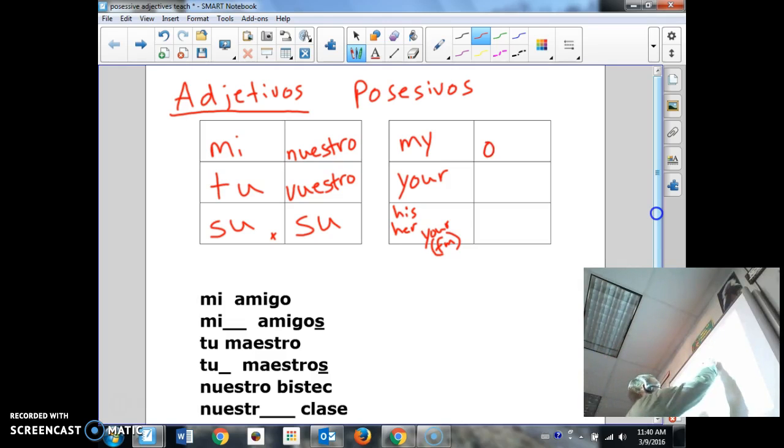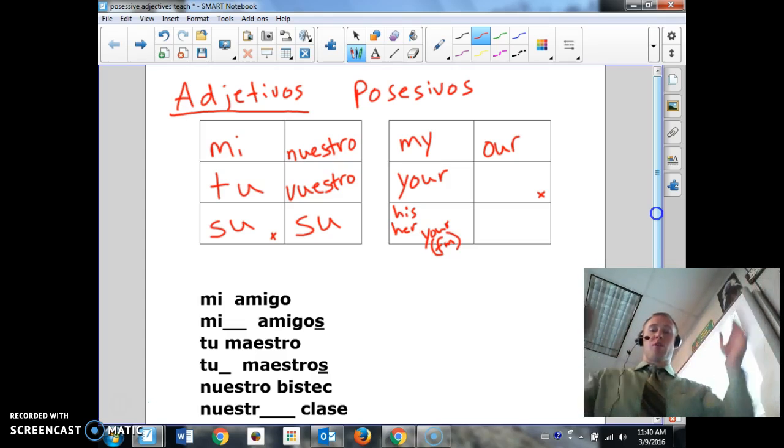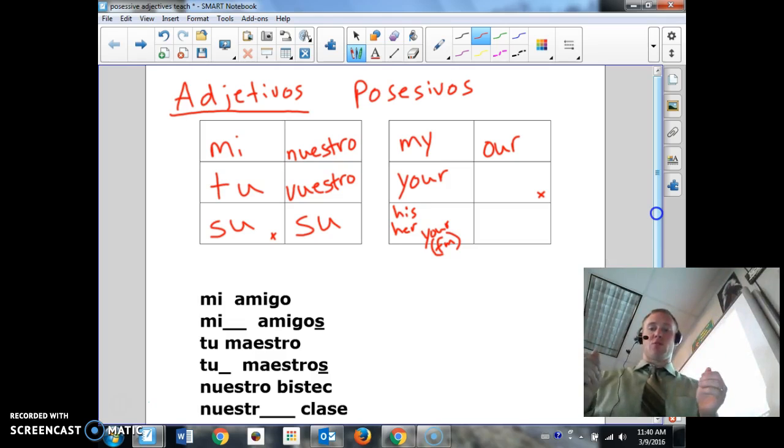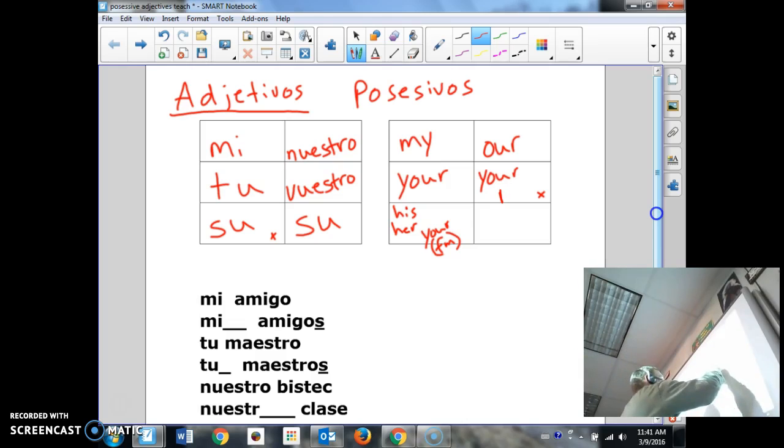Up here, this means our. This next box here, translating vuestro, you're talking to a group of people. Like, for example, if I'm giving you homework and we're in Spain and I go, your homework, your guys' homework, you all's homework is, I would say, vuestro. So this is your plural for Spain.